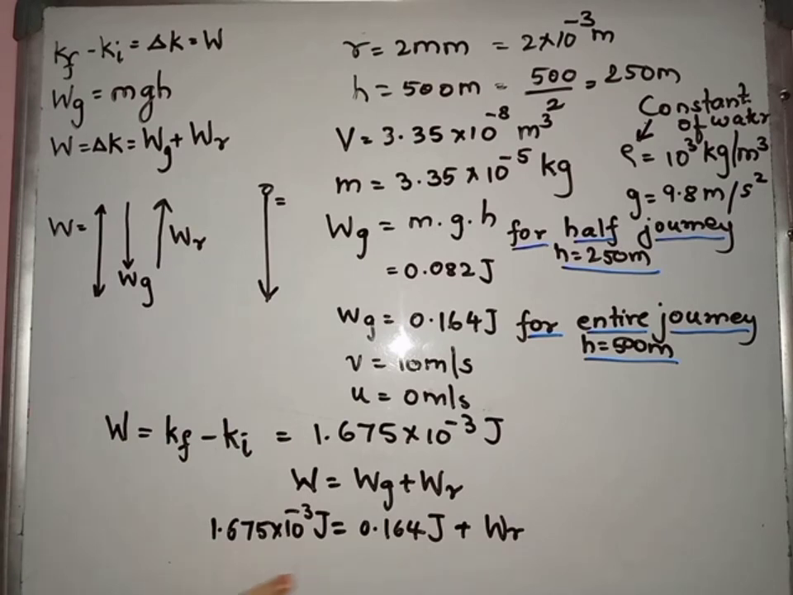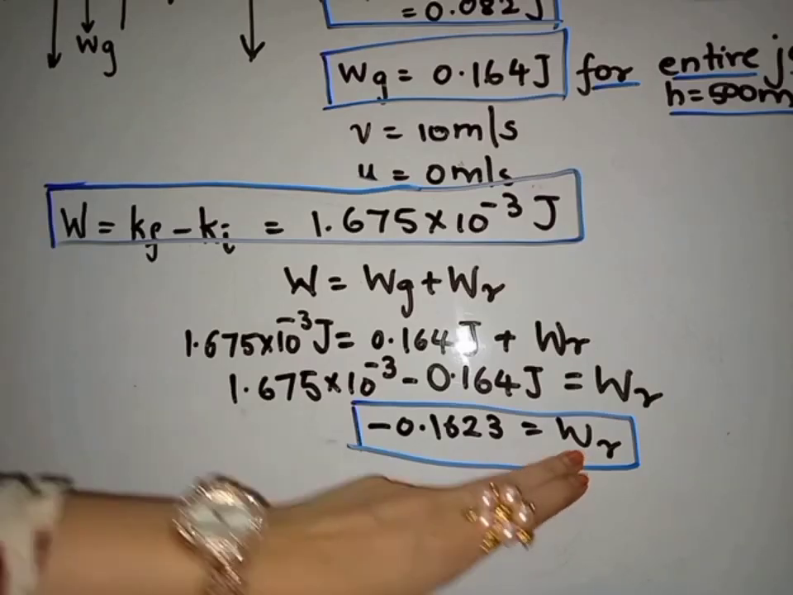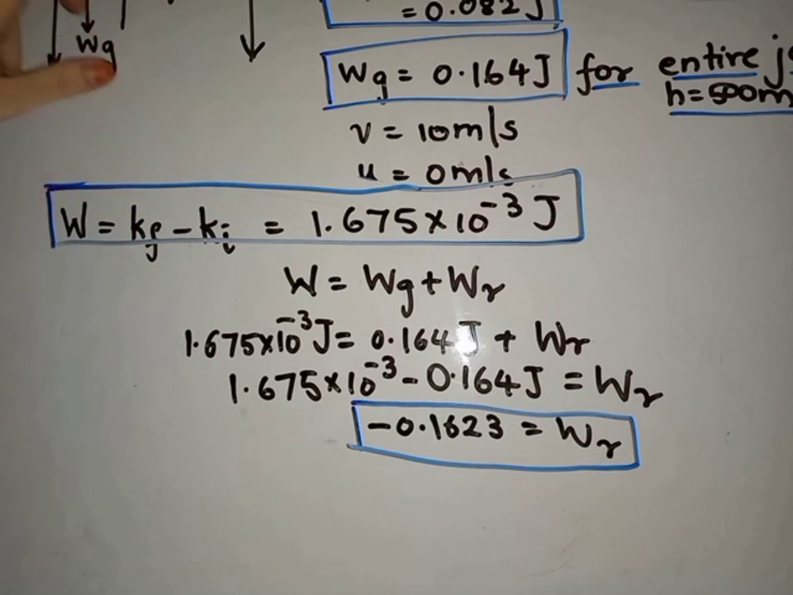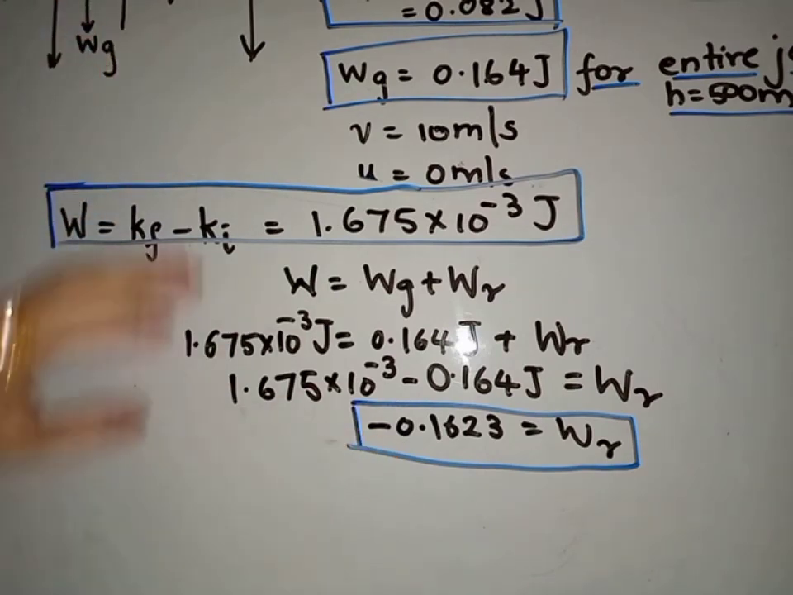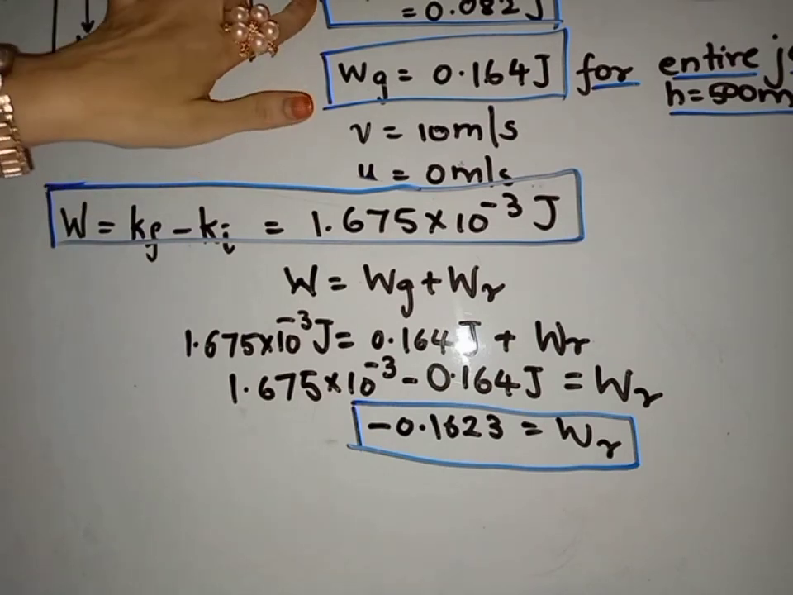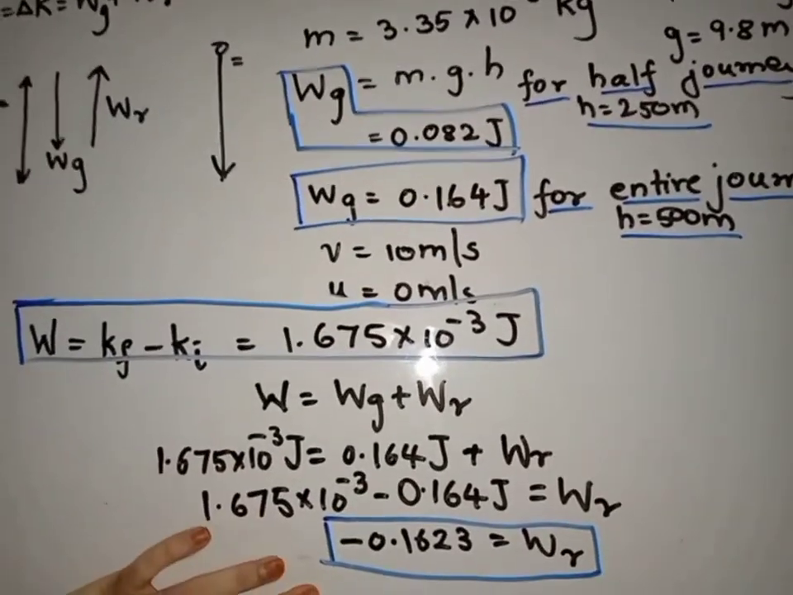WR, we will simply subtract this value from here. We will get minus 0.1623. You can say this force is acting opposite to the gravitational force; that is the reason you are getting it in negative. So you have got all the answers: the first part of the answer, the second part of the answer, and the last part of the answer.